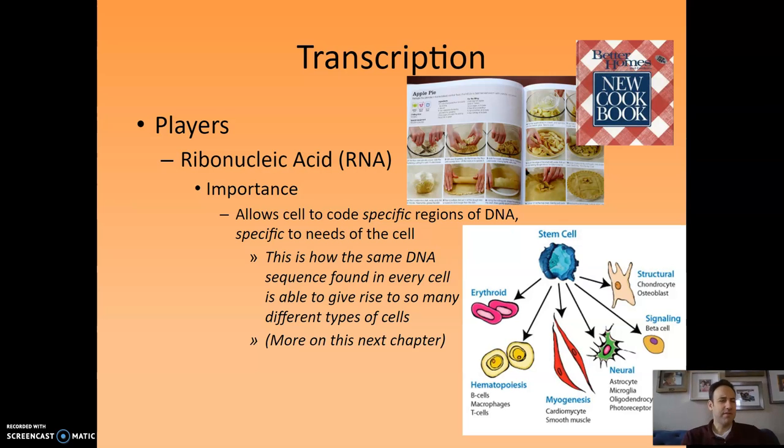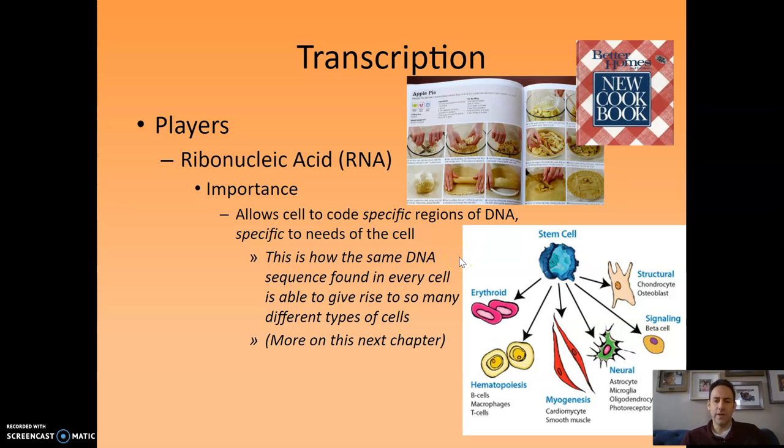We've kind of briefly mentioned RNA here and there as an example of a nucleic acid, but we haven't really said much about it. So now we're going to dive in. So what is the importance of RNA, ribonucleic acid? Well, first of all, it allows the cell to code specific regions of DNA that are specific to the needs of the cell. In other words, DNA is the cookbook, messenger RNA is the single recipe for the pie. And I think in my analogy, I used cake. Whoops.